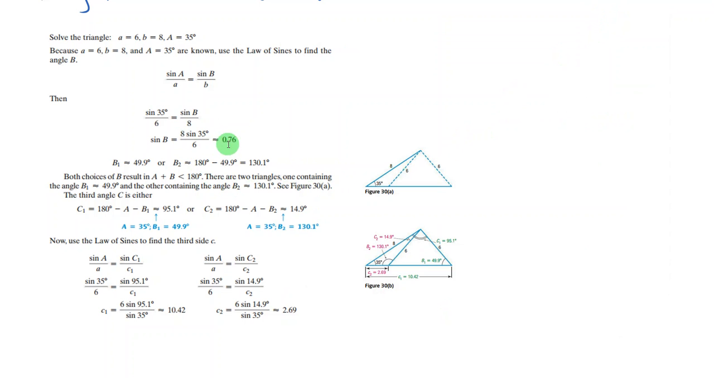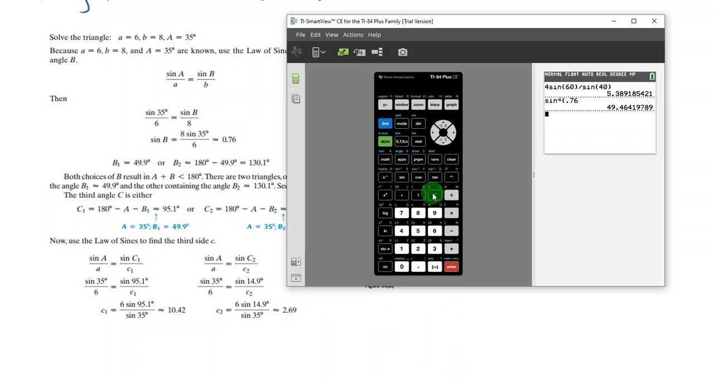Maybe they rounded right there. Maybe that's the deal. So let's do this other part. Let's do 8 sine 35 divided by 6. And then if we did second sine of that answer, 49.88. That's the deal. They didn't do it with the 0.76, which makes sense. You should not round till the end.